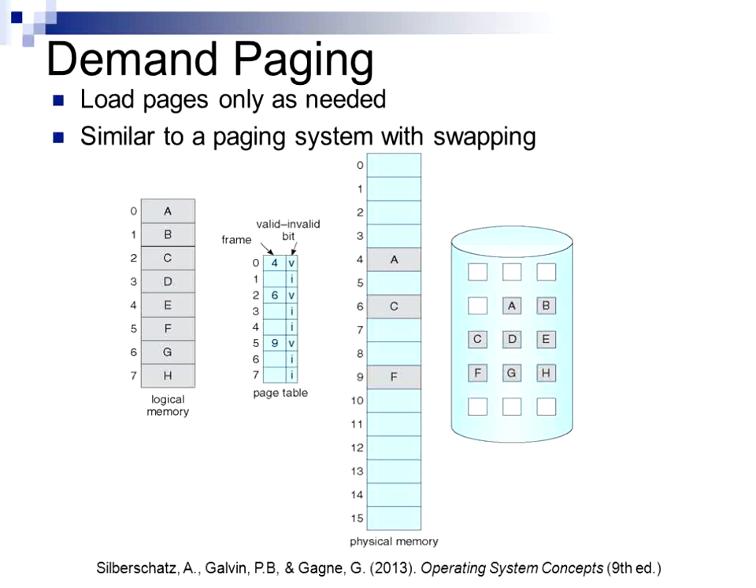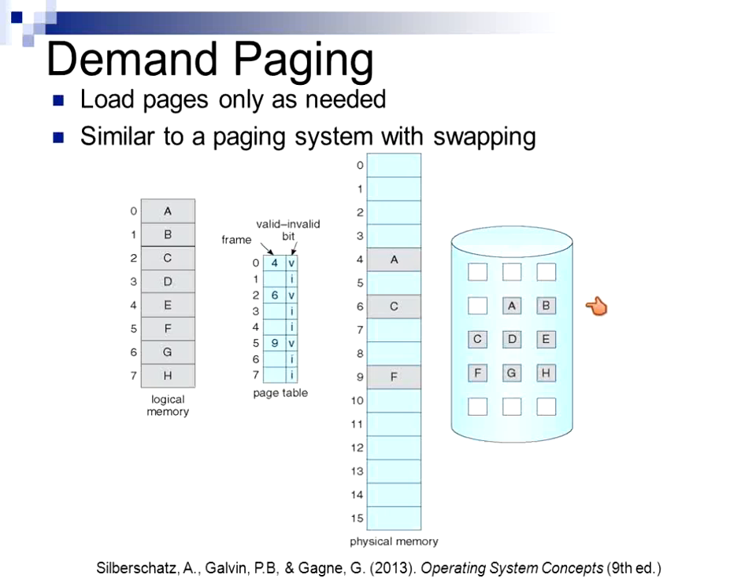So we have what's called demand paging. Demand paging is what I was just talking about, where we're just loading pages as they're needed. It's like the paging system that we talked about last week, but it also includes swapping. Okay, so what we have here, like I showed you before, is our logical memory and our page table. We have some of our pages loaded into physical memory, but some of them are still on disk.